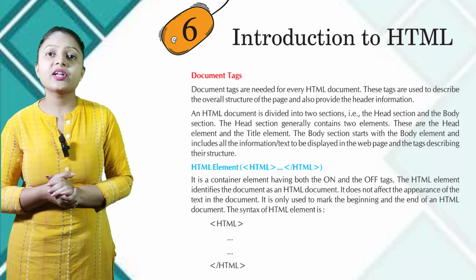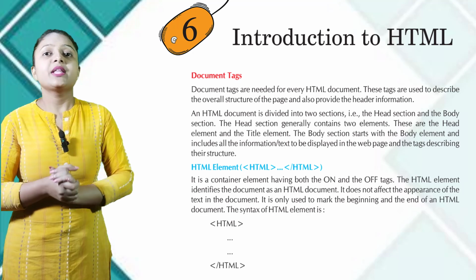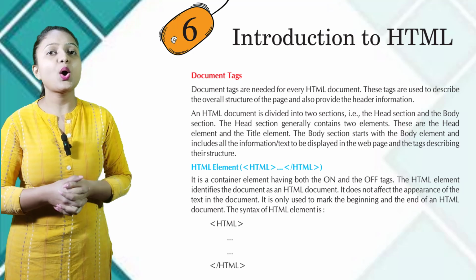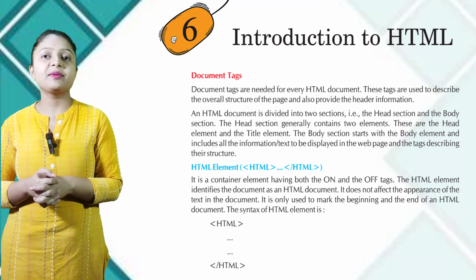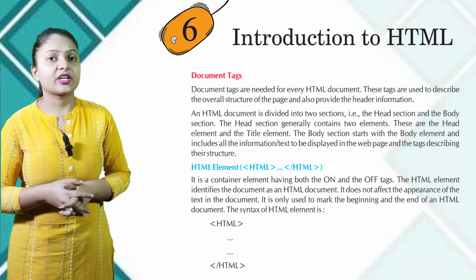The head section generally contains two elements. These are the head element and the title element. The body section starts with the body element and includes all the information text to be displayed in the web page and the tags describing their structure.